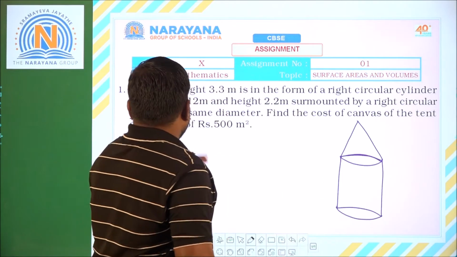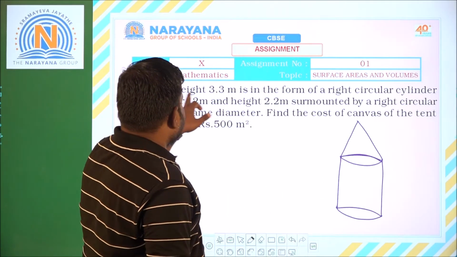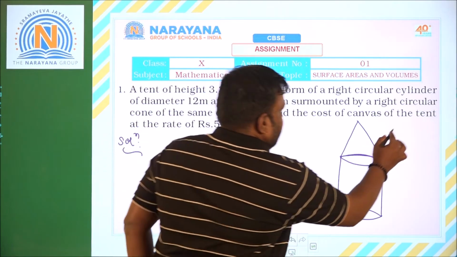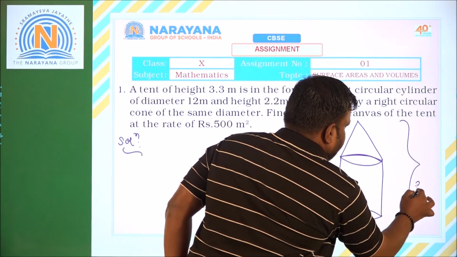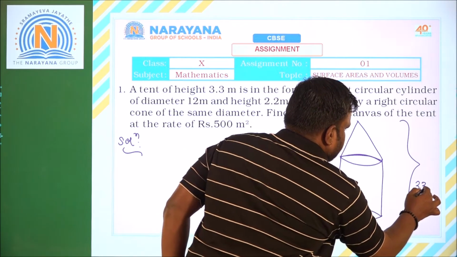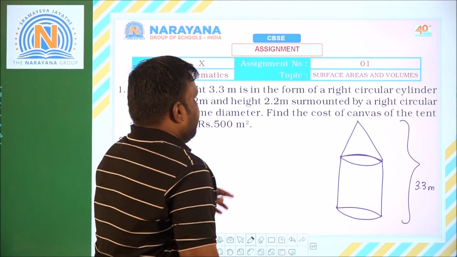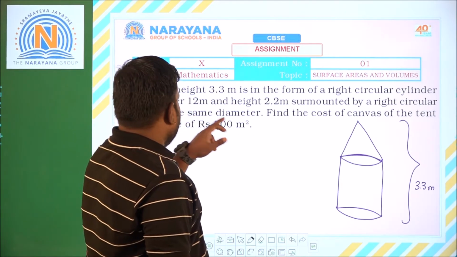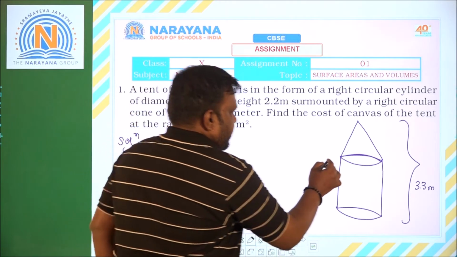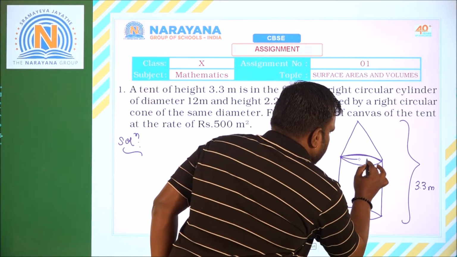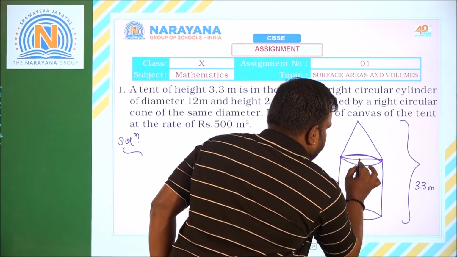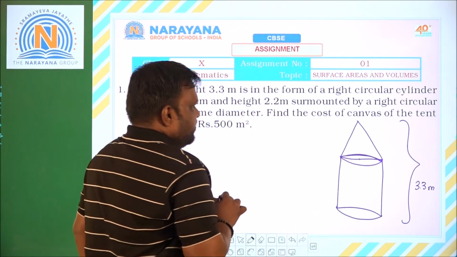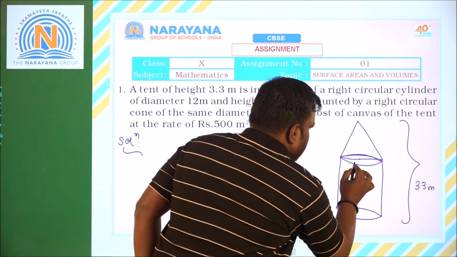So here, if you see, the total height of the tent is 3.3 meters. So complete is 3.3 meters, and the diameter of this complete part is, see here, this is the cylindrical part, so this is 12 meters. If it is 12 meters, the radius will be 6. So this complete part is 12 meters.